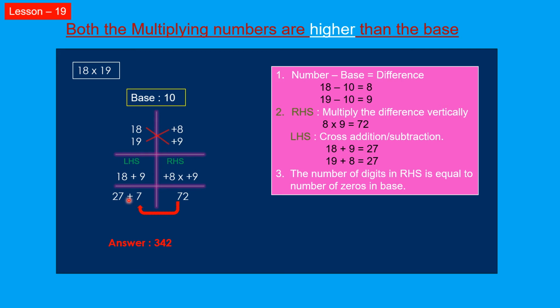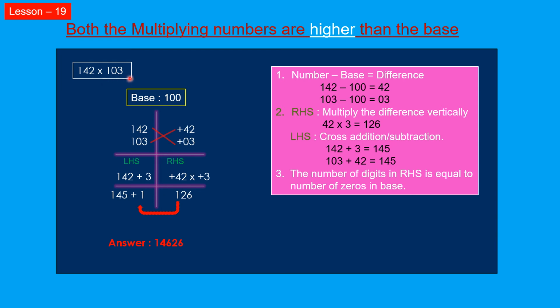Alright. Next, you see the number of digits in RHS is equal to the number of zeros in the base. So here our base is 10. So we need to have 1 digit in RHS. But here our RHS is 2 digits. So in order to have 1 digit, we transfer the 10th digit to the LHS. So 7 is being transferred to LHS. So 2 you drop in the answer box, and then to the 27 which you got in LHS, you add 7. 27 plus 7 is 34. So combine your LHS and RHS and your answer is 342.